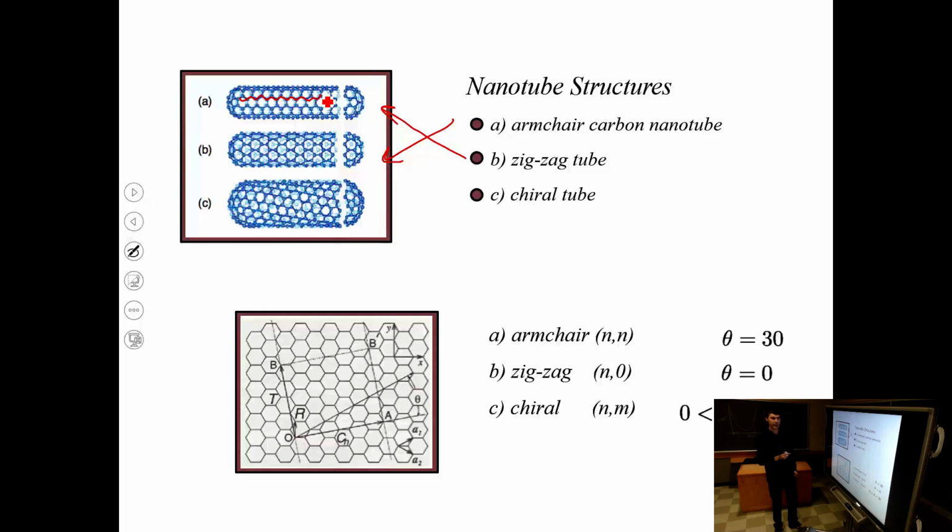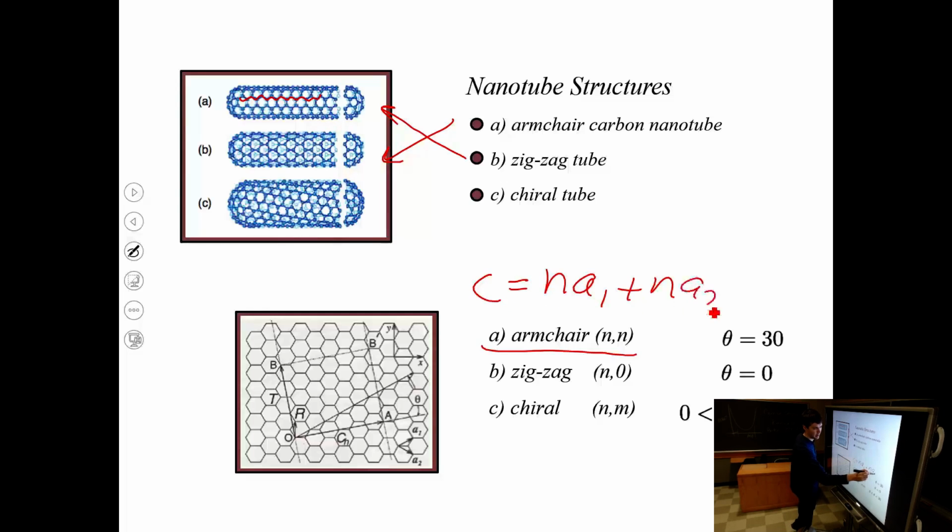And so it actually turns out that to make an armchair tube, your C vector has to have N, N, has to have the same indices for A1 and A2. So this means the C vector is N times A1 plus N times A2. So you go like that through the graphene. And for zigzag, you just go in one direction. So I think this is also confused here.